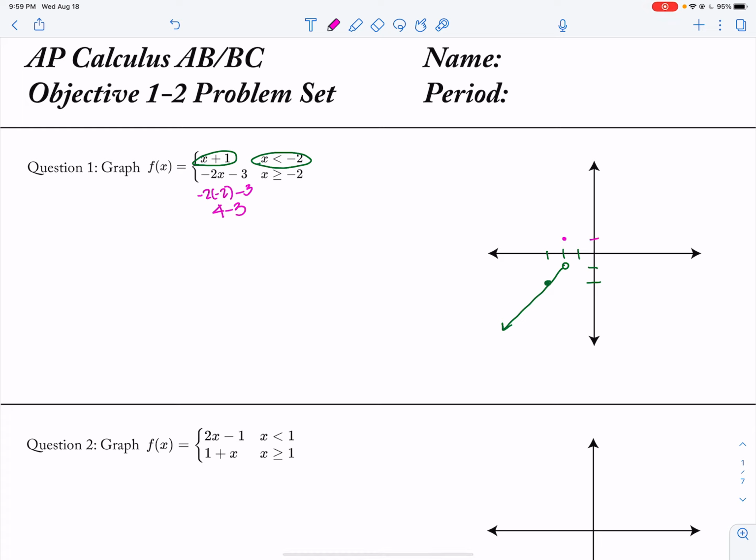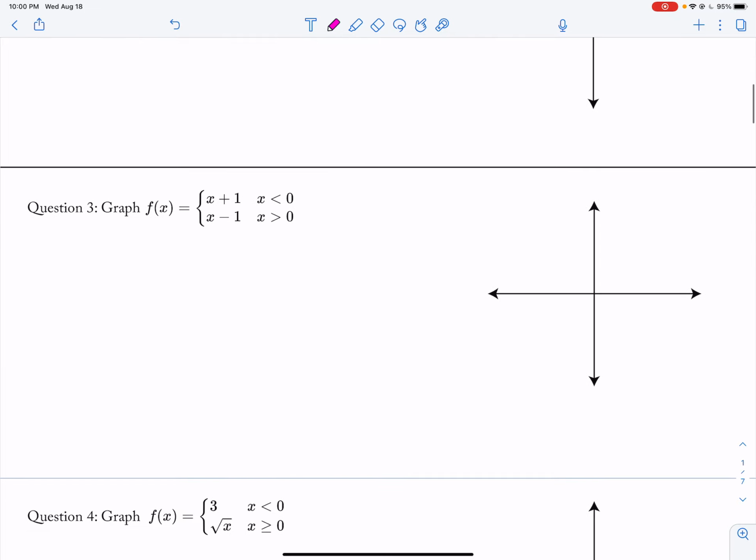So I'm here at 1, and then I go down to over 1. And then I play connect the dots. And that is my piecewise function. Okay. Do it again for number 3.